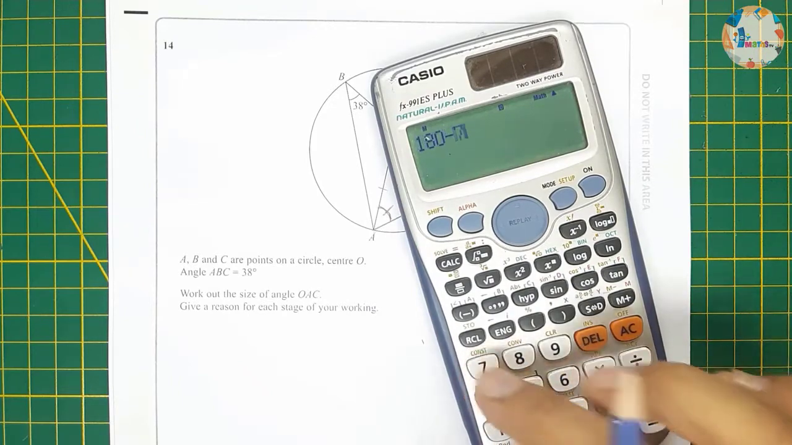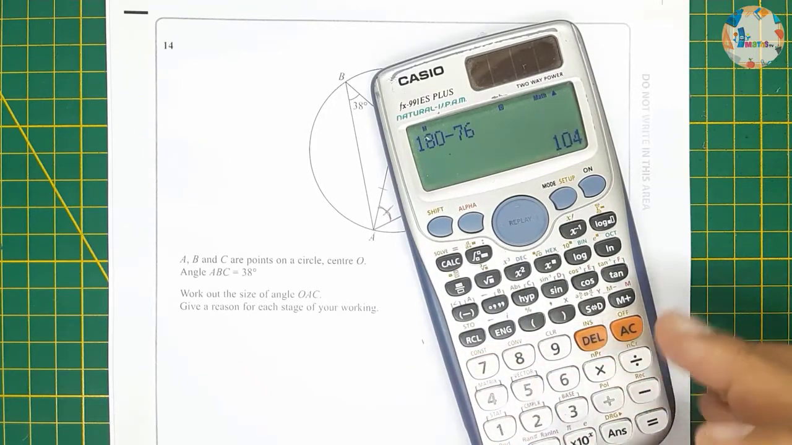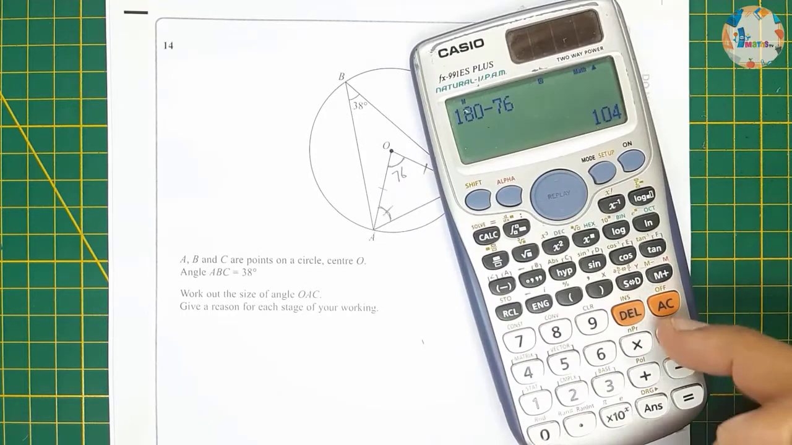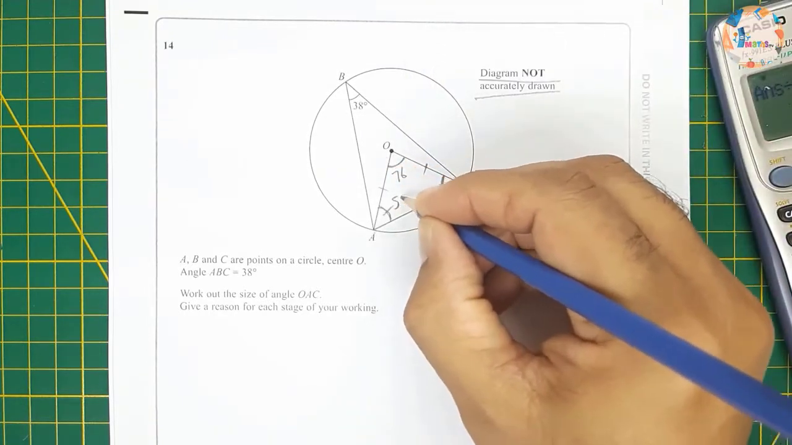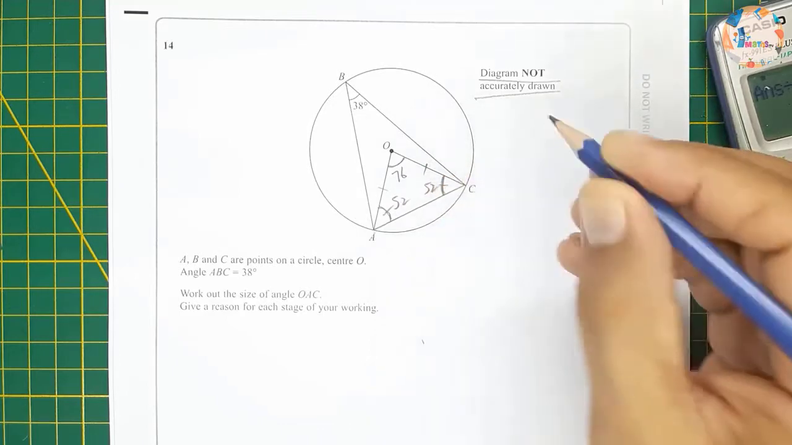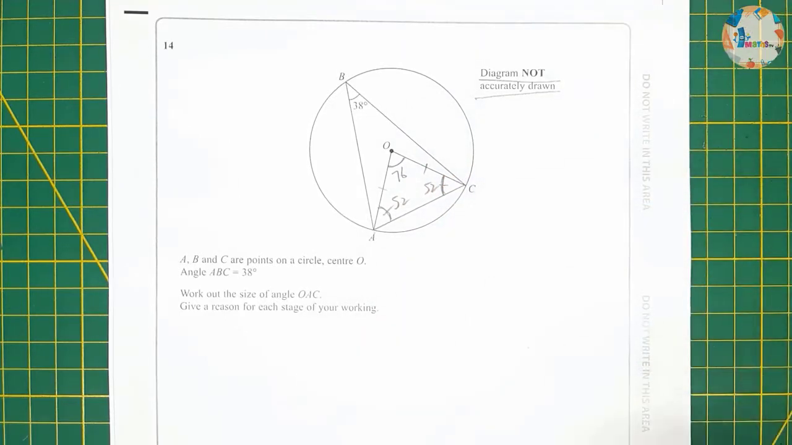180 minus 76 will be equal to 104, and 104 divided by 2 is equal to 52. Now we got the answer, but we have to write down the working of the question so that we will get the full 4 marks.